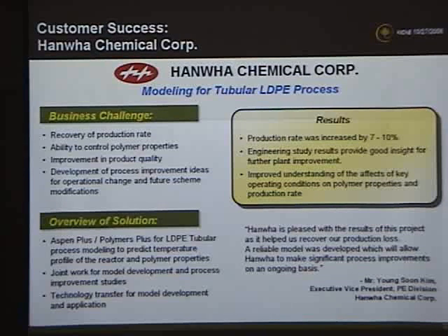So, in order to understand what went wrong, they developed a process model with AspenTech, and then they subsequently used that model to re-optimize the process conditions around the new equipment. And they were able to raise their capacity by 7 to 10%. Further, they had a much better understanding of their process behavior, which they could apply to the next plant they designed.